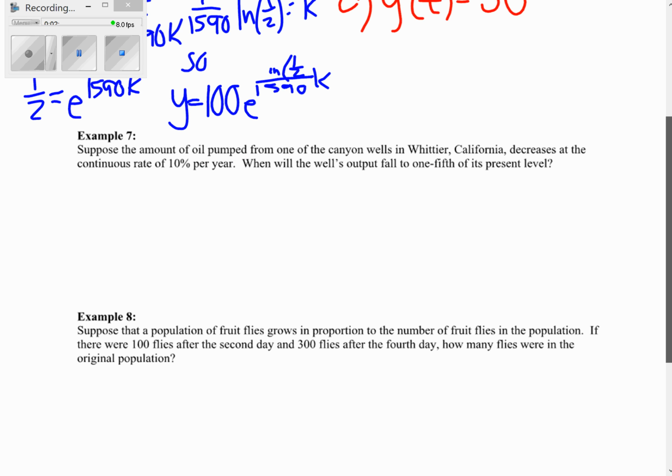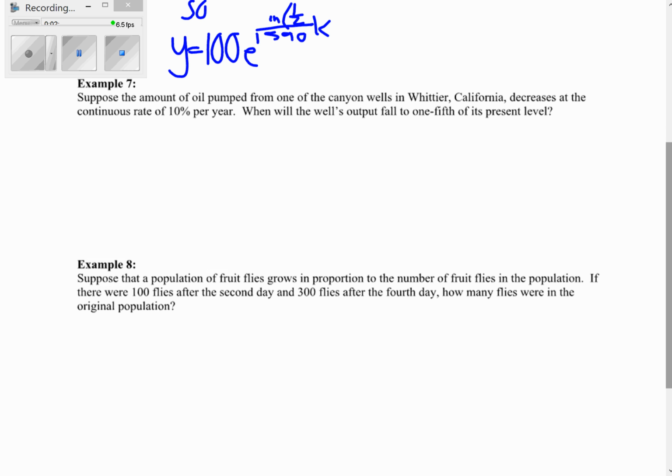Great. Example 7. Suppose the amount of oil pumped from one of the canyon wells in Whittier, California, decreases at a continuous rate of 10% per year. Since it's decreasing at this continuous rate, we know that it's an exponential decay here. When will the well's output fall to 1/5 of its present level? So we don't have any kind of initial condition or anything like that. But let's just assume it's 100%, because then 1/5 of that will be easy to find.